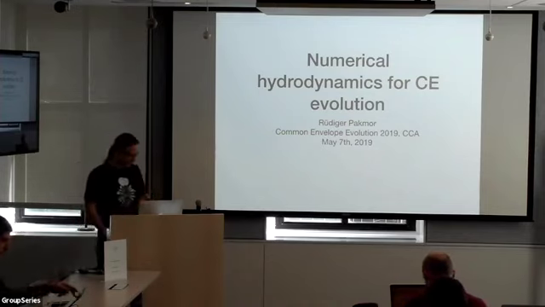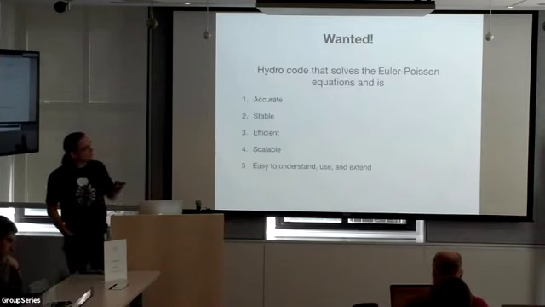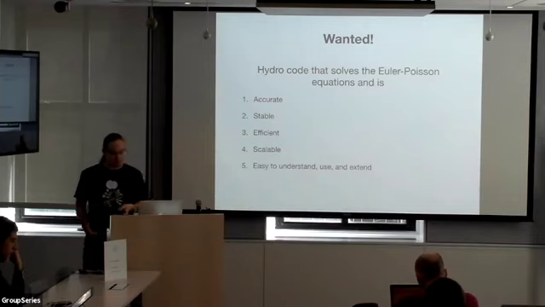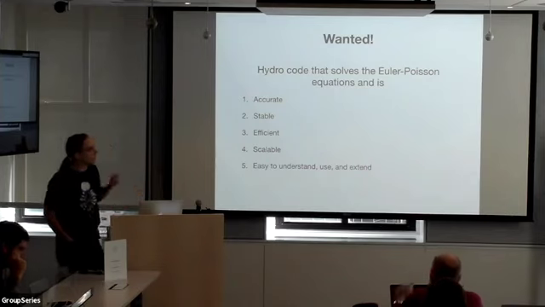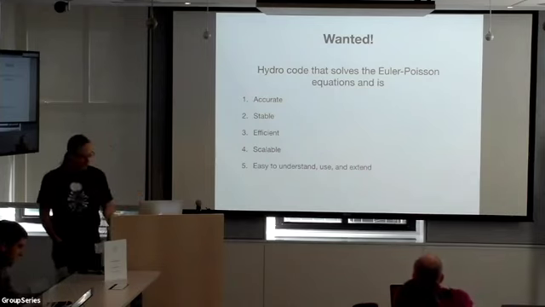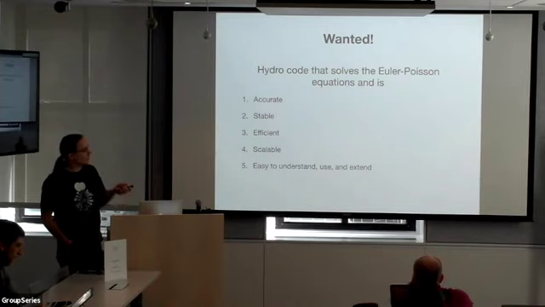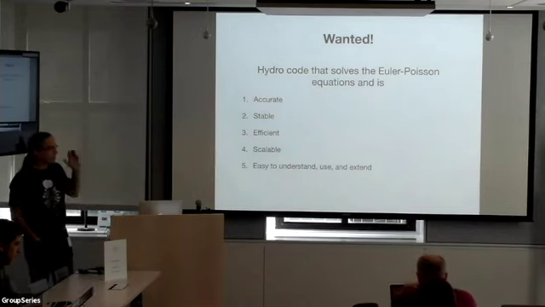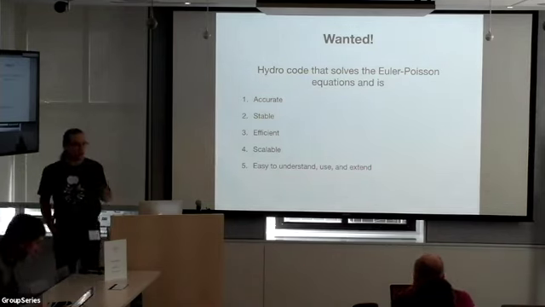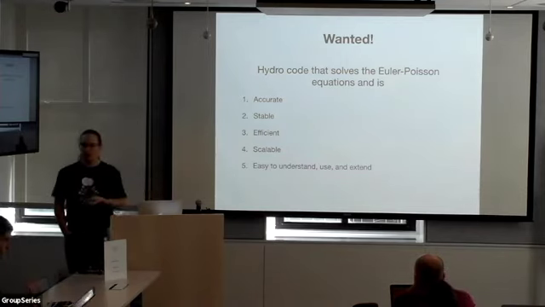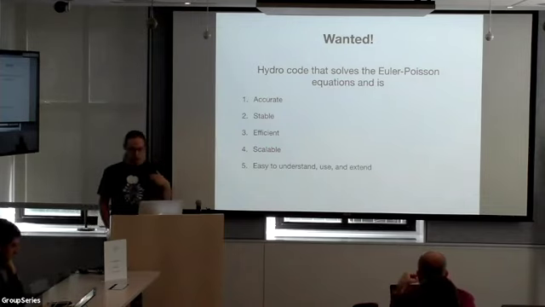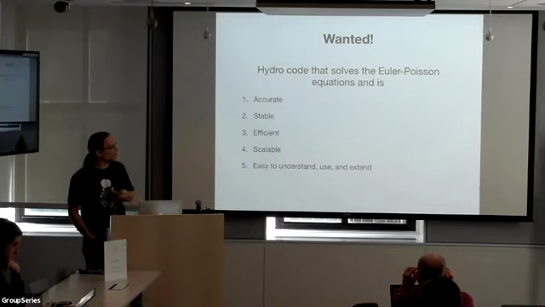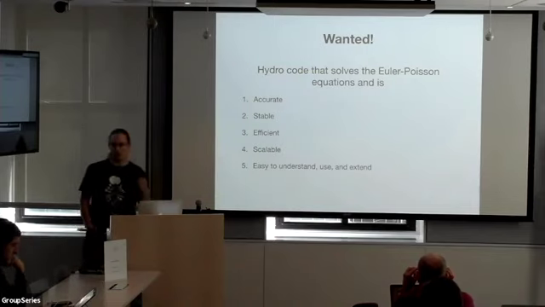Okay, so just to set the stage, what do we actually want? The basic system of equations that we are solving is, in its most simple form, a combination of the Euler equations for hydrodynamics and the Poisson equation for gravity. There are different ways of solving them. We need to solve them numerically because the system is so nonlinear that, for something like a binary, if you really want to look at detailed internal evolution, it's reasonably hopeless to try to do this analytically.